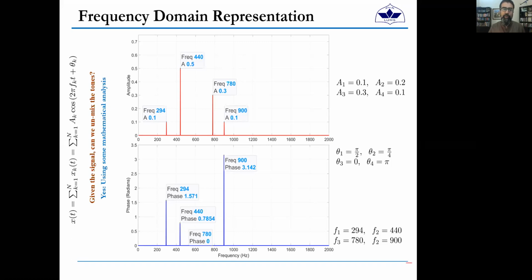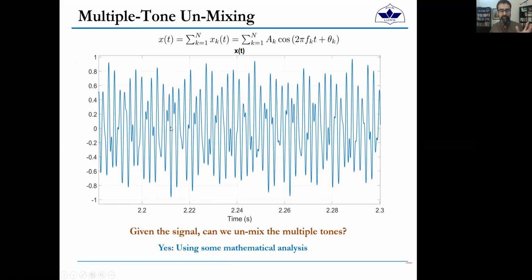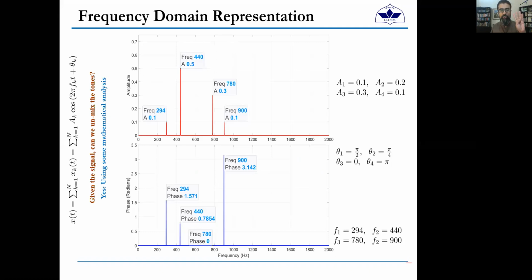However, what's important for us to understand is this representation. And this representation tells you that this signal that I showed you earlier, this complicated looking signal, can actually be broken down into 4 sinusoids, right? And these sinusoids have frequencies of 294 hertz, 440 hertz, 780 hertz, and 900 hertz.